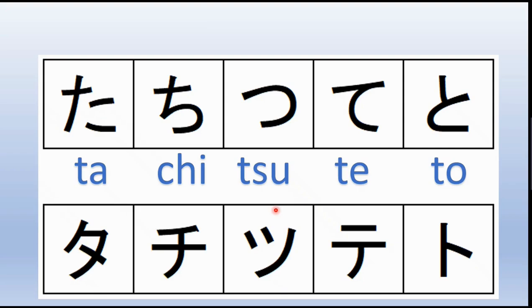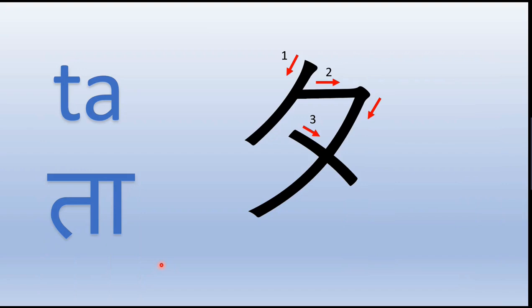The next line is ta, chi, tsu, te, to. So here again, you can see certain similarities between hiragana and katakana. Especially the symbol te has similarities, and even to has some similarities, and so does chi. Hiragana and katakana have some similarities. Now let's see how to write these katakana alphabets and their stroke orders.